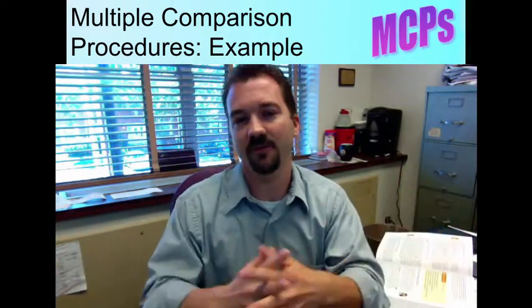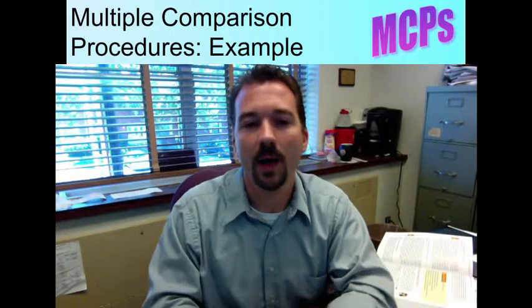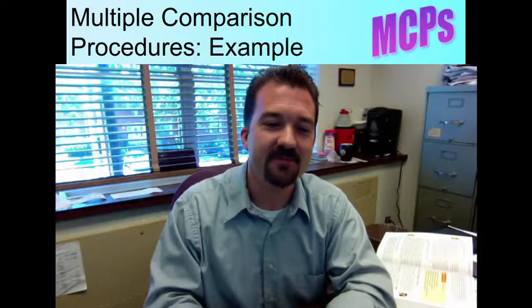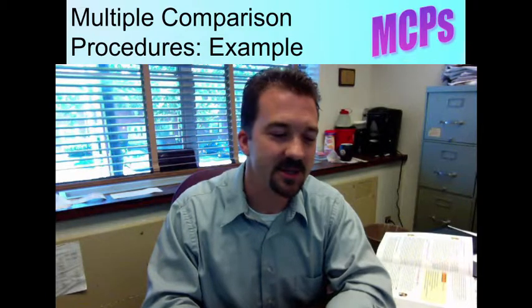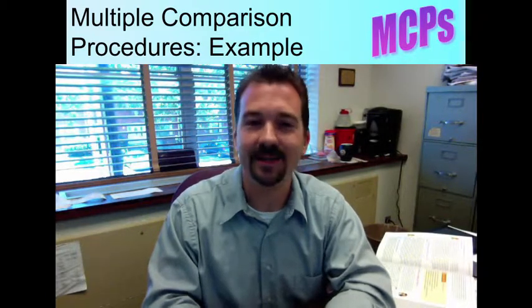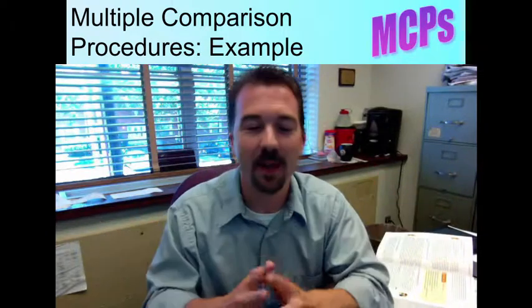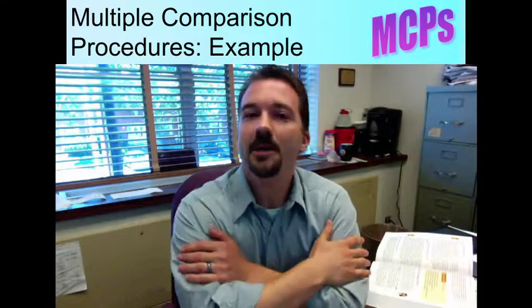Okay, so MCPs control for type 1 error by forcing researchers to not accidentally say, wow, look at that, there's a difference there, when in fact there might not be. Okay, so that concludes the lecture on MCPs.